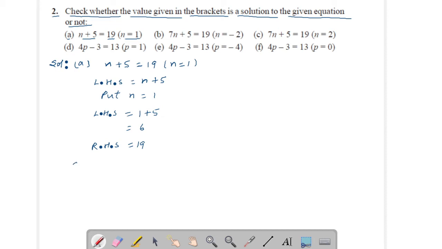Since left hand side is not equivalent to right hand side, therefore n is equal to 1 is not the solution of given equation.